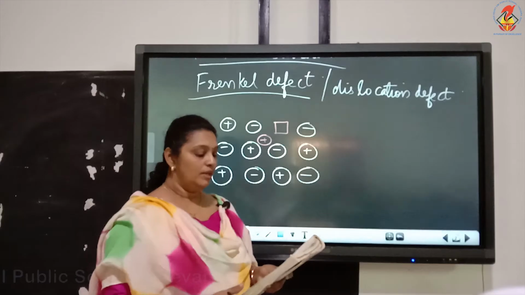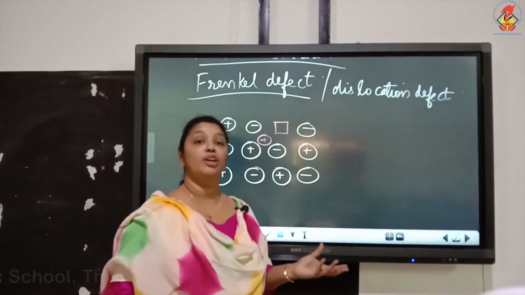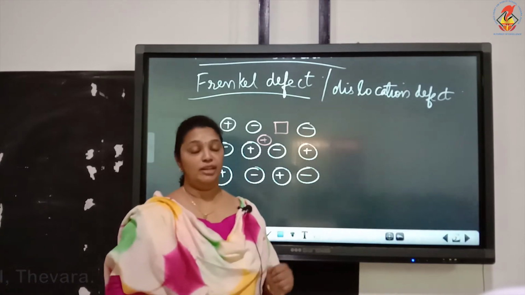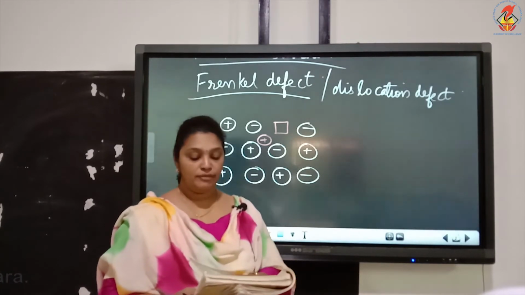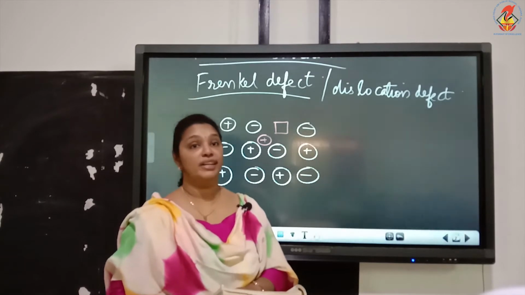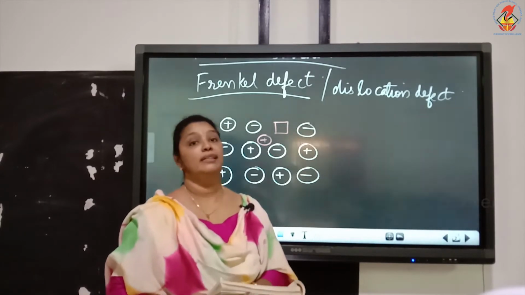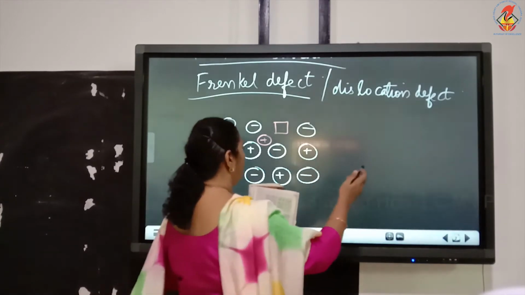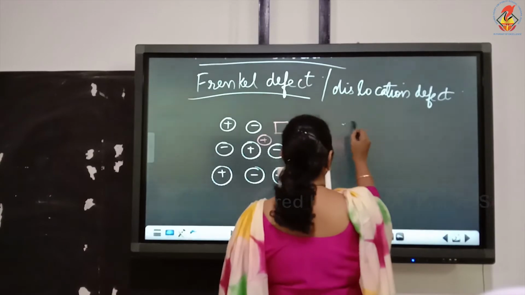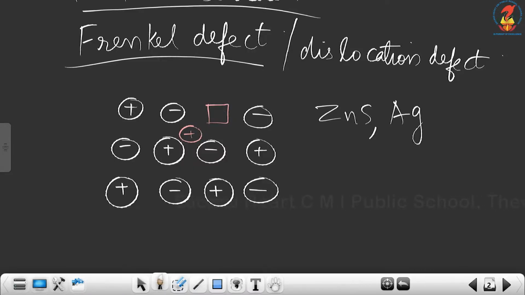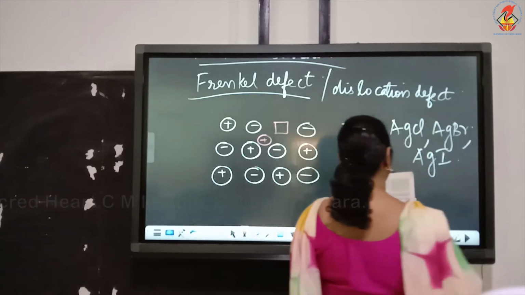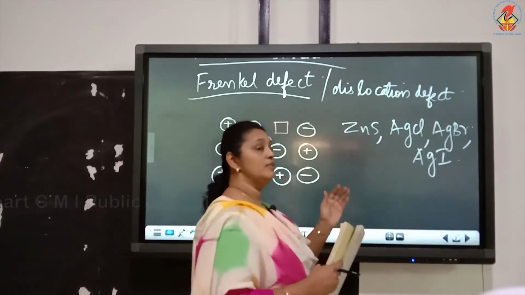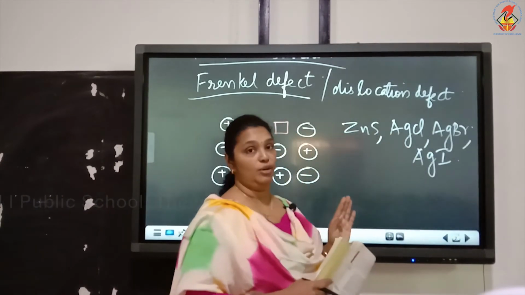Okay. Now, which type of ionic compounds show this type of defect? Frenkel defect is observed if there is a large difference in size between the ions, that is, between the cation and anion. Examples of compounds that show Frenkel defect are zinc sulfide, silver chloride, silver bromide, silver iodide. In these compounds, there is a large difference between the cation and anion size.